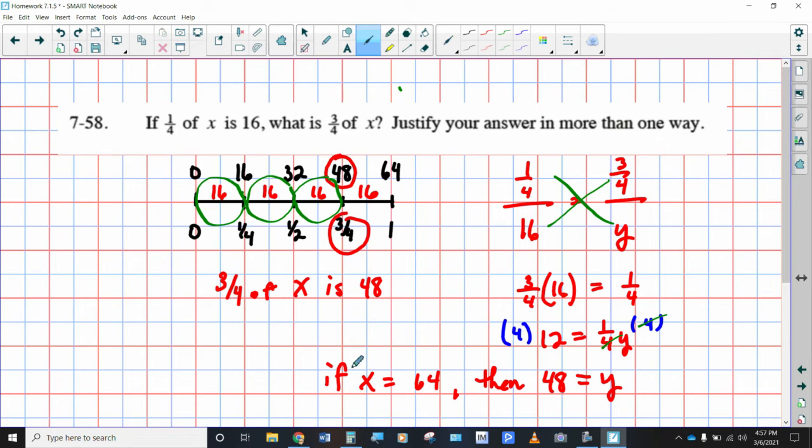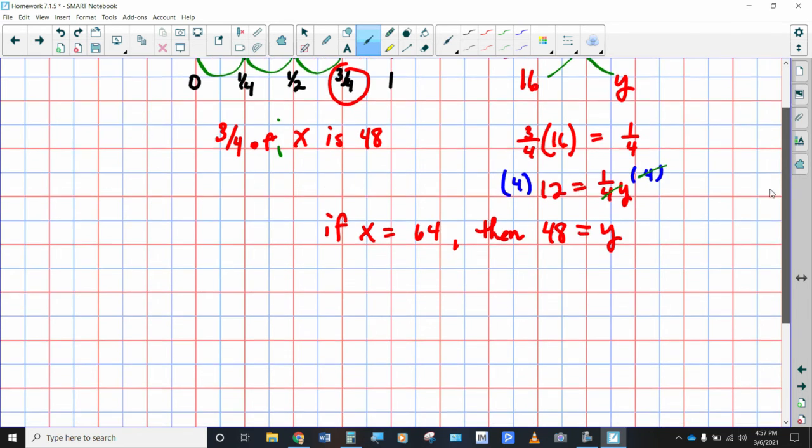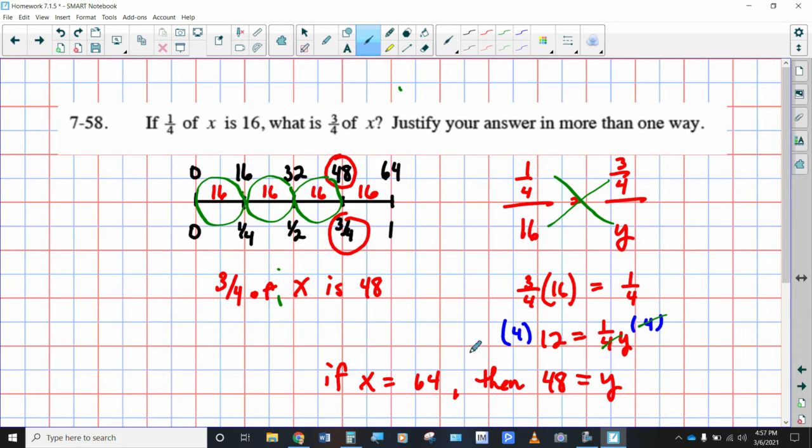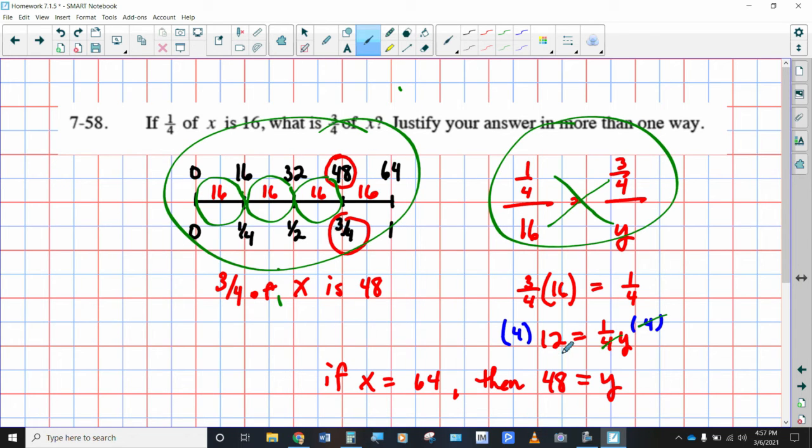I'm not quite sure what I was doing here. Oh, well, 3/4 of x is 48. And I don't think they ever asked us what x is equal to. But do we have more in there? I'm confusing myself. I can't remember exactly why we did that. But what does it say? In more than one way, I did it this way, I did it this way 2 times. And every time we got 48 for our answer. So we're good.